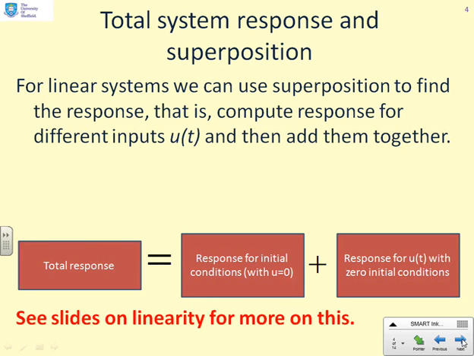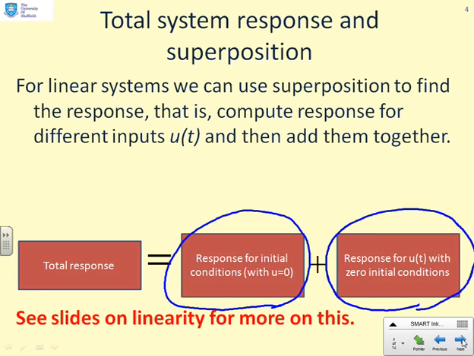So let's look at what this means for the particular case we're interested in. We've got a response with non-zero initial conditions, but no input. That's that box there. And we've got a response with 0 initial conditions, but a step input. And what we're saying is if you want to get the total response to the first order model, then you can simply add these two responses together. And that's basically linked to linearity. There are a set of videos on linearity if you want to check those out.